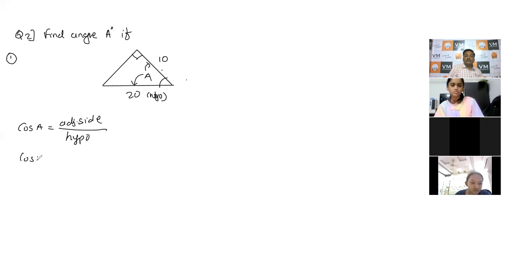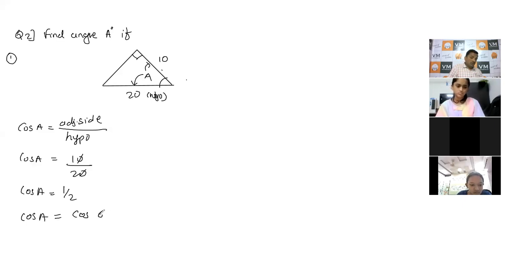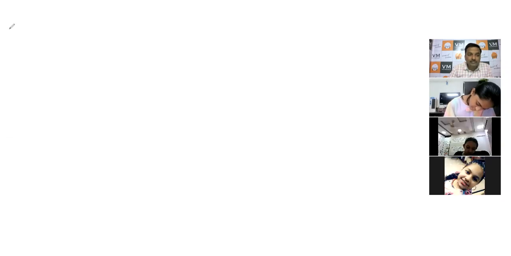So cos A, adjacent side is 20, hypotenuse is 20. This cancels. Cos A is 1 by 2. The value 1 by 2 comes for which angle in cos? Cos 60. Cos 60, cos cancels, therefore A is equal to 60 degree. Sum solved. So we will do the second one, and maybe I want you people to get ready with your questions.